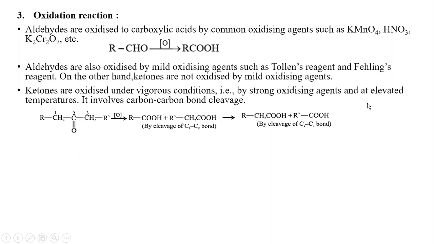The oxidation of ketones always takes place in the presence of a strong oxidizing agent. When a mild oxidizing agent is taken, aldehyde oxidizes, but ketones do not oxidize. Mild oxidizing agents like Tollens reagent and Fehling reagent oxidize aldehydes, but they fail to oxidize ketones. So these reagents are used to distinguish aldehydes from ketones.